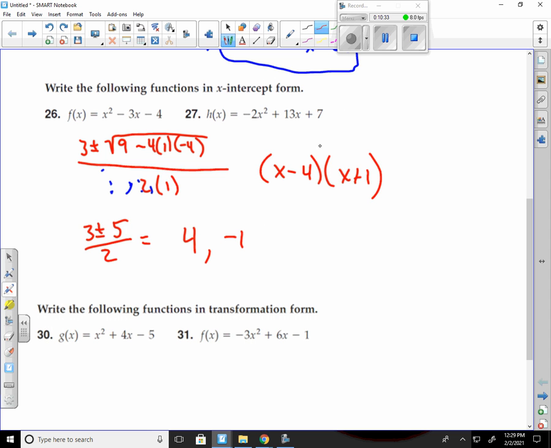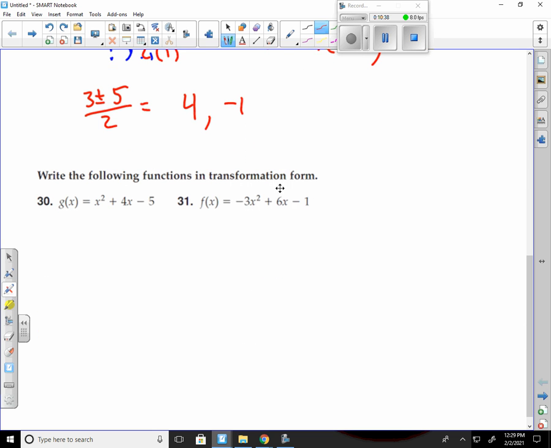Do the same thing for number 27. Number 30, if I need to write this in transformation form, I need to complete the square. So the first thing I'm going to do is group these together. That's x squared plus 4x. Take my b term, divide by 2, and square it. 4 over 2 squared is 4. That's what I add on inside of here. Then if I'm adding it on inside, I have to subtract it on the outside.